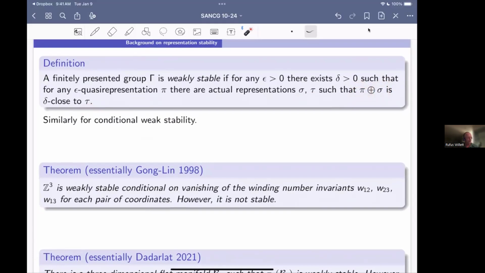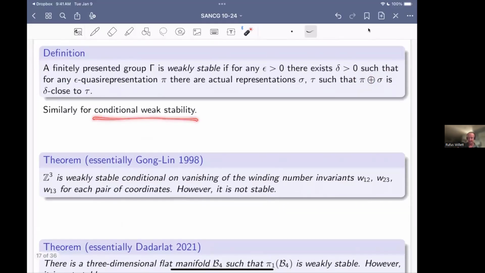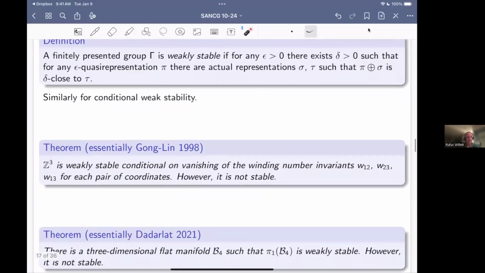Now, for the sort of thing the group theorists are interested in, this is still good enough for the sort of applications they want, which is obstructing various approximation properties. I'll go into that. And you can do this conditionally as well. It's the same thing, but you assume that a load of additive invariants vanish. So two theorems along these lines. This one is again essentially due to Gong and Lin, same paper as before.